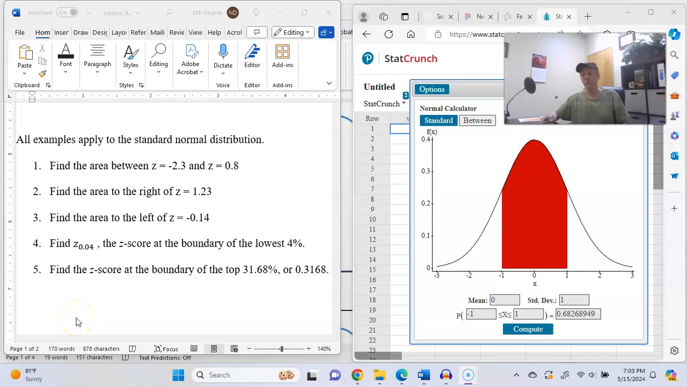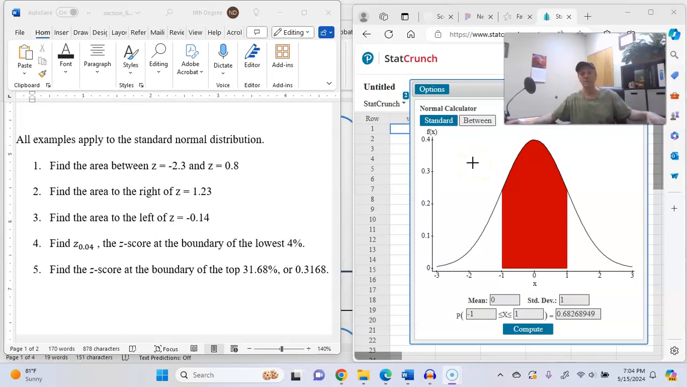Your section 6.1 homework will kind of ease you into this normal distribution stuff with bare bones number crunching before we start attaching it to those pesky words and paragraphs. And we're going to be practicing on StatCrunch, which you see over here. This is a really good normal calculator.